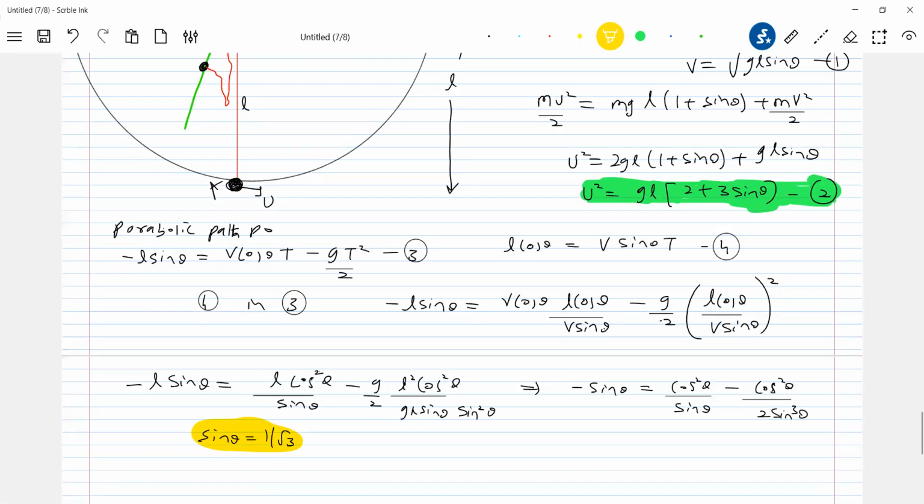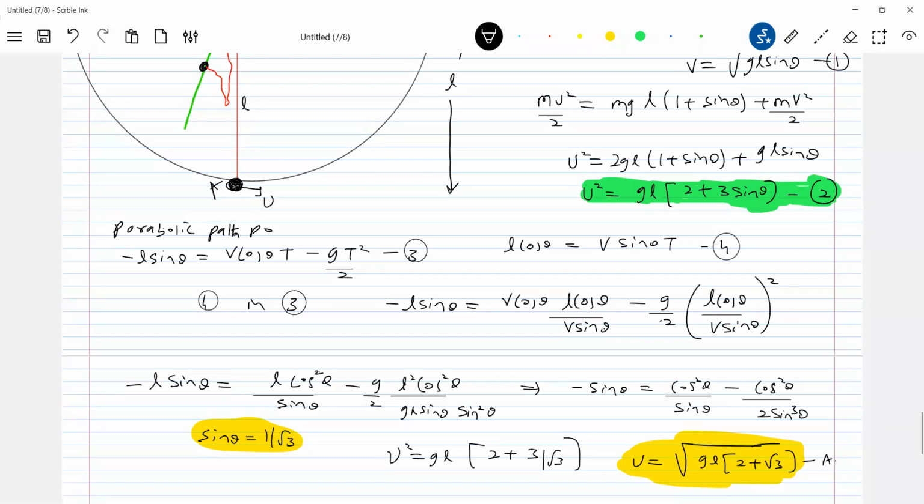So therefore the velocity, if I substitute here, the required velocity will be u square equal to gl into 2 plus root 3. Is it okay? I think I wrote this based on the sine theta value. Just verify the sine theta value. So this is our answer.